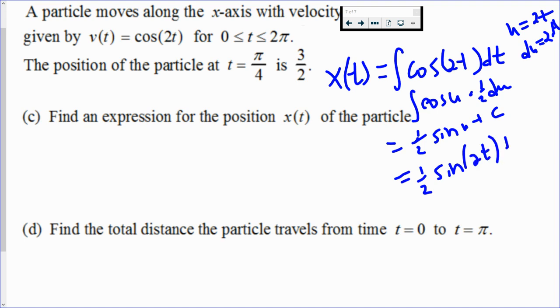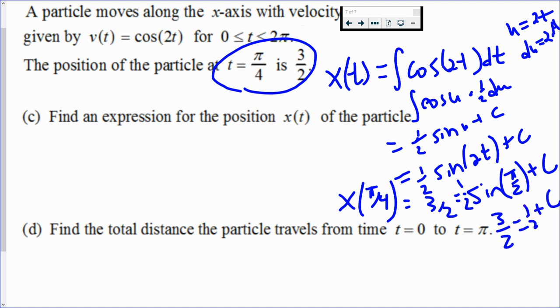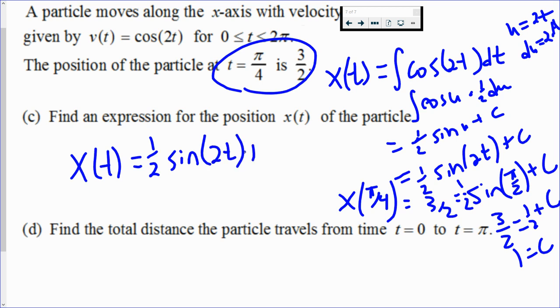which is 1/2 sine of 2t plus c. Then look at our initial condition. We know that x of pi over 4 is equal to 3/2, which would be equal to 1/2 sine of 2 times pi over 4, which would be pi over 2, plus c. That means 3/2 is equal to 1/2 plus c. So if we subtract 1/2, then c is equal to 1. So now we know that x of t is 1/2 times sine of 2t plus 1.